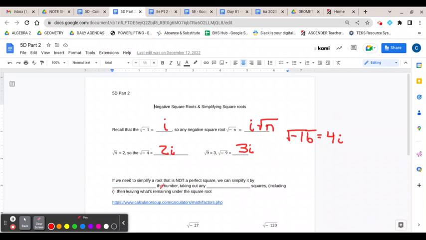Example down here, if we need to simplify a root that is not a perfect square, the first thing that we're going to do is factor the number. So we're going to simplify it by factoring the number, taking out any perfect squares, and then we're going to leave the remainder underneath the square root. And I put a little link here for you guys to click on, and that way you can check the factors of some of these numbers right here, and then it can make it easier to pull the perfect square out.